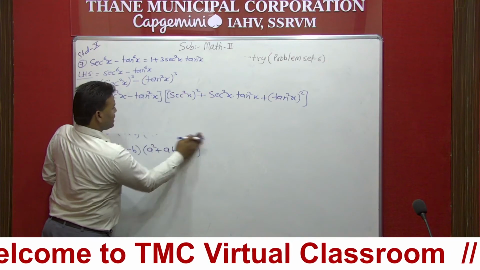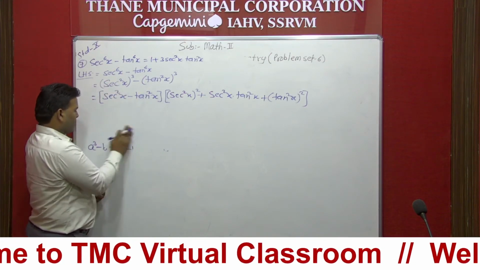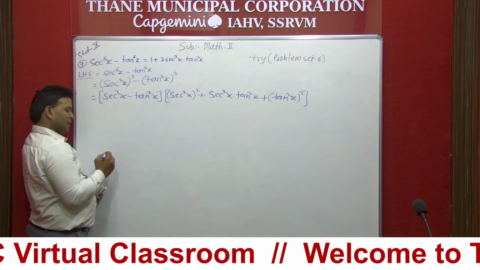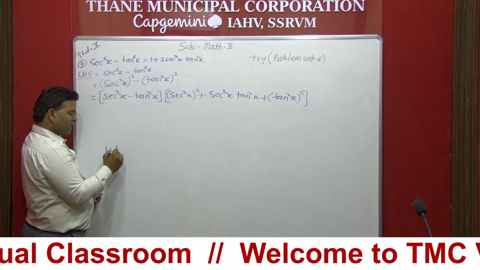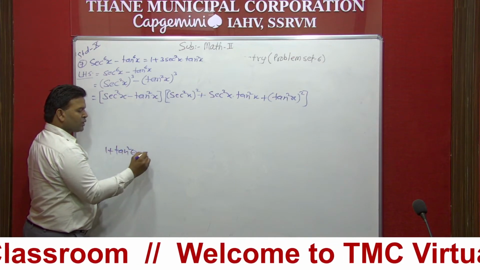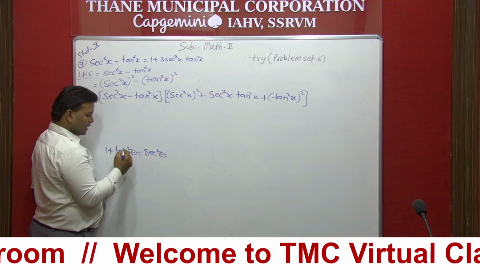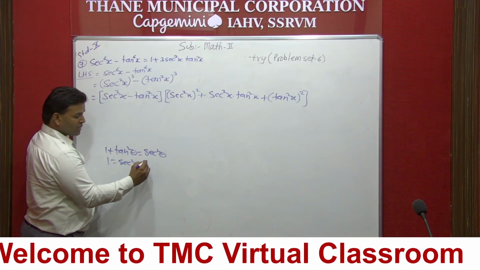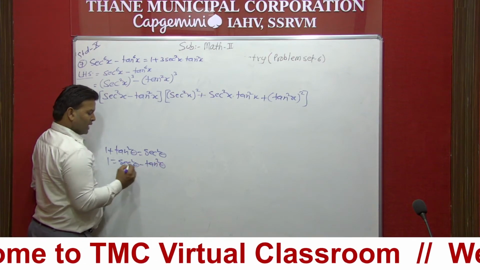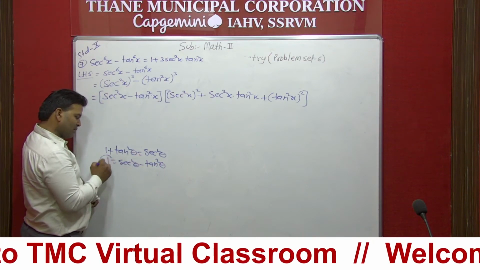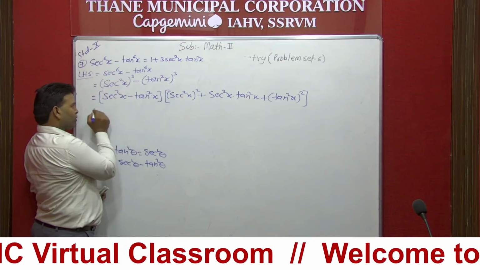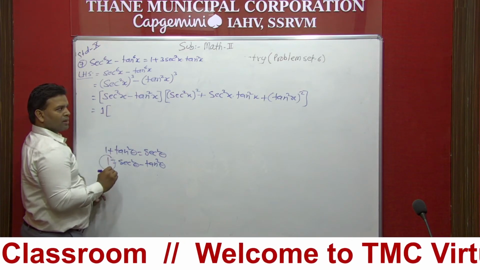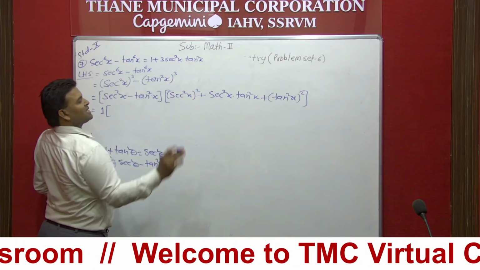Okay, now let us see the next part of the question. Sec square minus tan square. Now see, 1 plus tan square theta is equal to what? Sec square theta. If I take this 1 to the other side, 1 is equal to sec square theta minus tan square theta. So sec square theta minus tan square theta is nothing but what? 1. So here instead of this I am going to write 1. Bracket close. This one as it is.